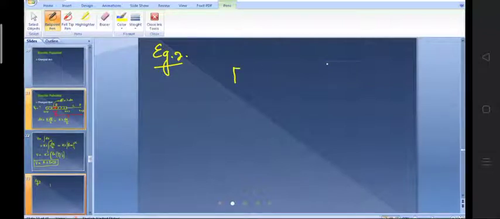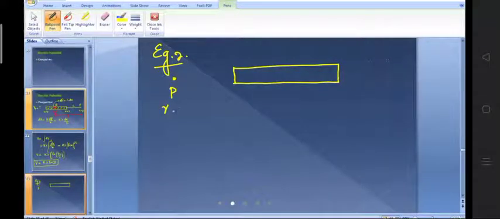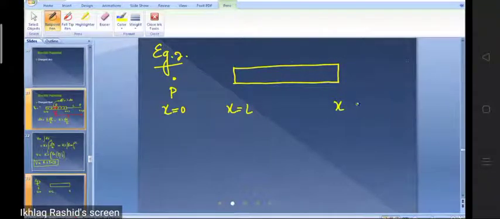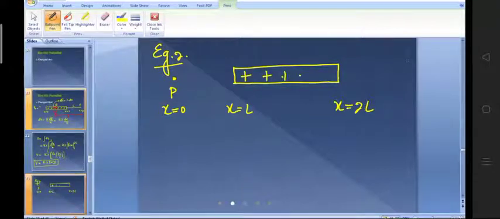Example number 2 is on the same topic, that is, a charged rod. Here we have a charged rod like this. This is the point of interest where we want to calculate the electrostatic potential, and its coordinates are given: x is equal to 0, and here it is given x is equal to L. Now this is a positively charged rod, but this time it's non-uniform.